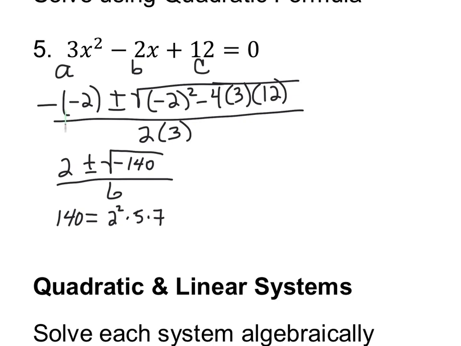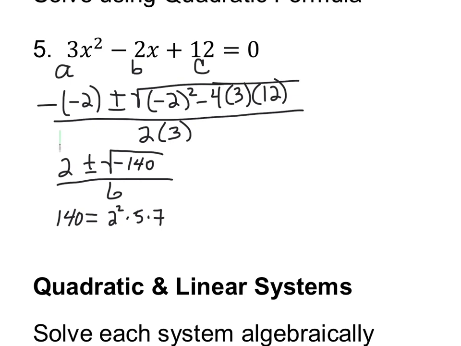I know that I'm going to have 2 imaginary solutions. So because of the negative sign inside this radical, I'm going to need to take that out, and I'm going to have to use my imaginary number i in my solution. So what I need to do here is take this 140 and find out what all the prime factors are. Well, the prime factors of 140, after I put it in my calculator, I get 2 squared times 5 times 7. These are all my prime factors.